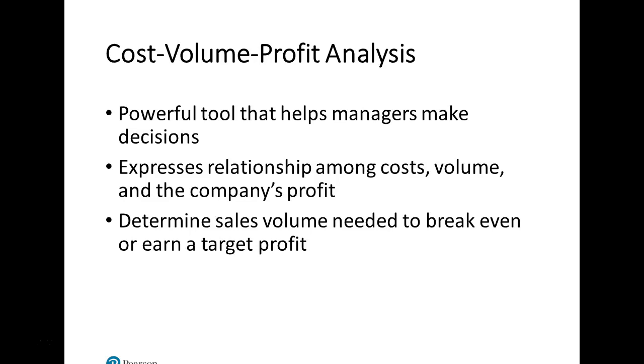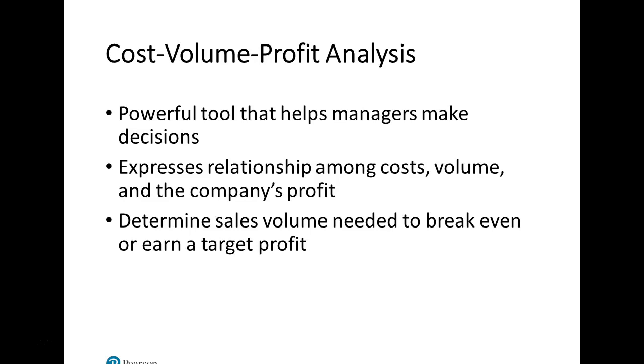So, cost volume profit analysis. Remember, we talked about how costs behave. Variable costs behave in proportion to the volume of activity. So when your costs go up, it's because your activity is going up in direct proportion. And we also talked about changes in costs that are not so much in direct proportion. Some of it we have our fixed costs, and they are in steps. As volume changes, our fixed costs change, and then change again based on changes in volume.